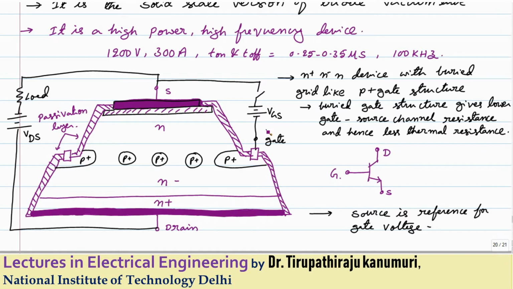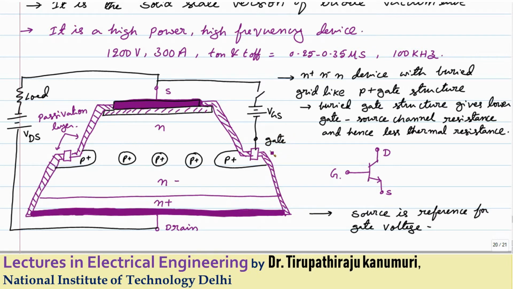I am repeating once again. This basically contains N plus, N minus and N type layers with a buried grid like P plus grid substructure. The advantage of keeping these P structures as a buried grid like structure is to decrease the resistance between the gate and the source. That means it is used for decreasing the resistance of your gate circuit.